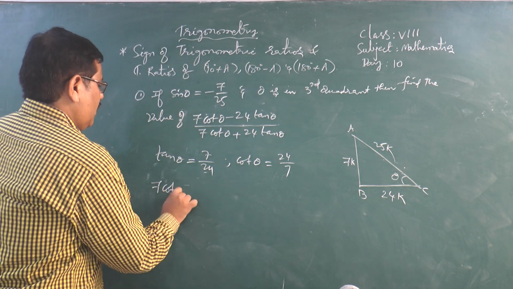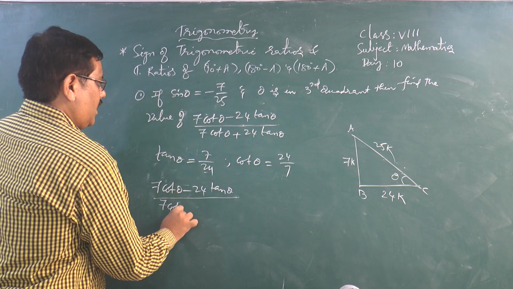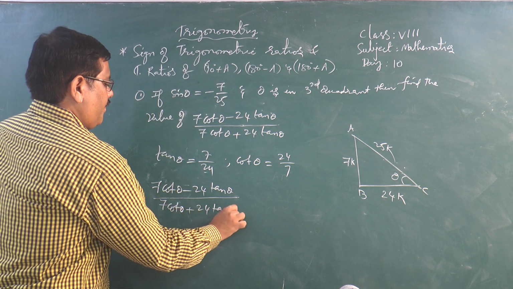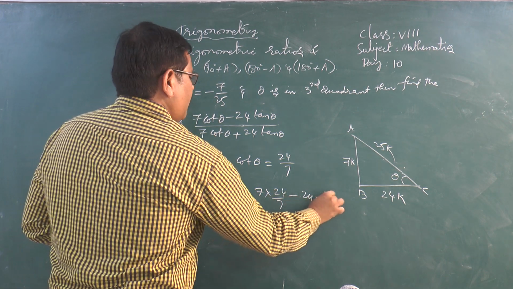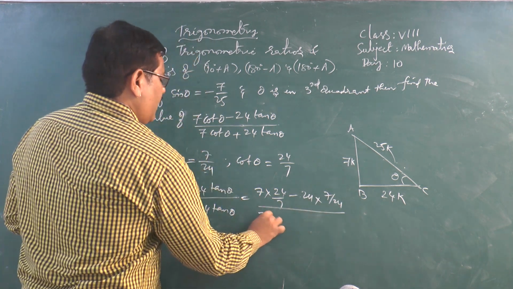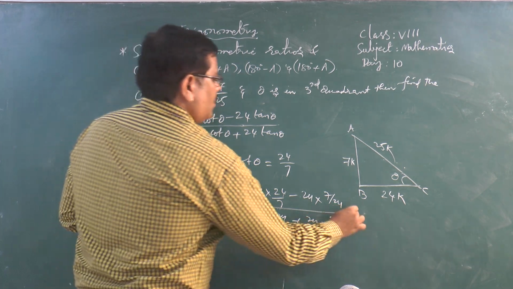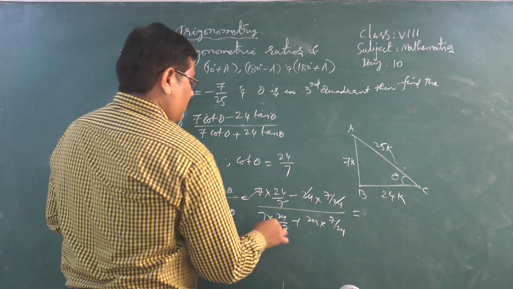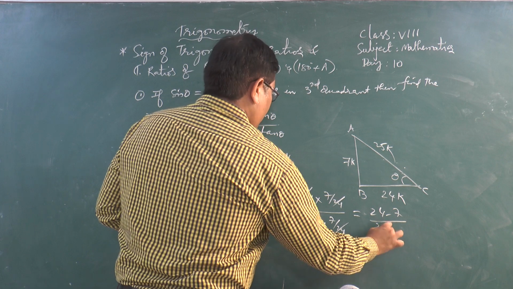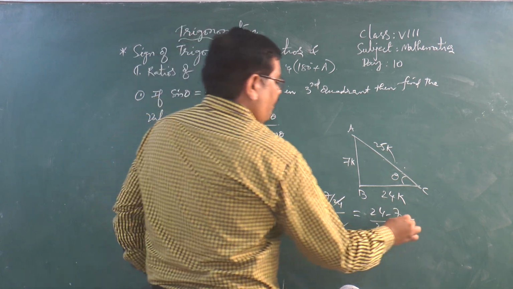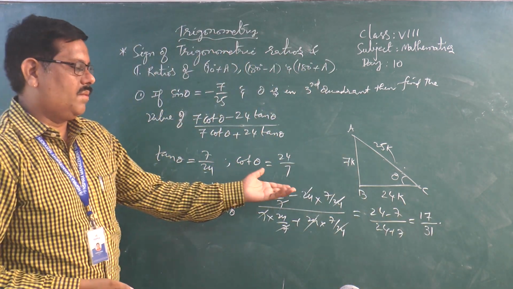7 cot theta minus 24 tan theta divided by 7 cot theta plus 24 tan theta. That is 7 times cot theta, that is 24 by 7, minus 24 times tan theta, that is 7 upon 24, divided by 7 into 24 by 7 plus 24 into 7 by 24. Of course the 7s and 24s cancel. So we have 24 minus 7 upon 24 plus 7, that is 17 upon 31. That is the answer for this.